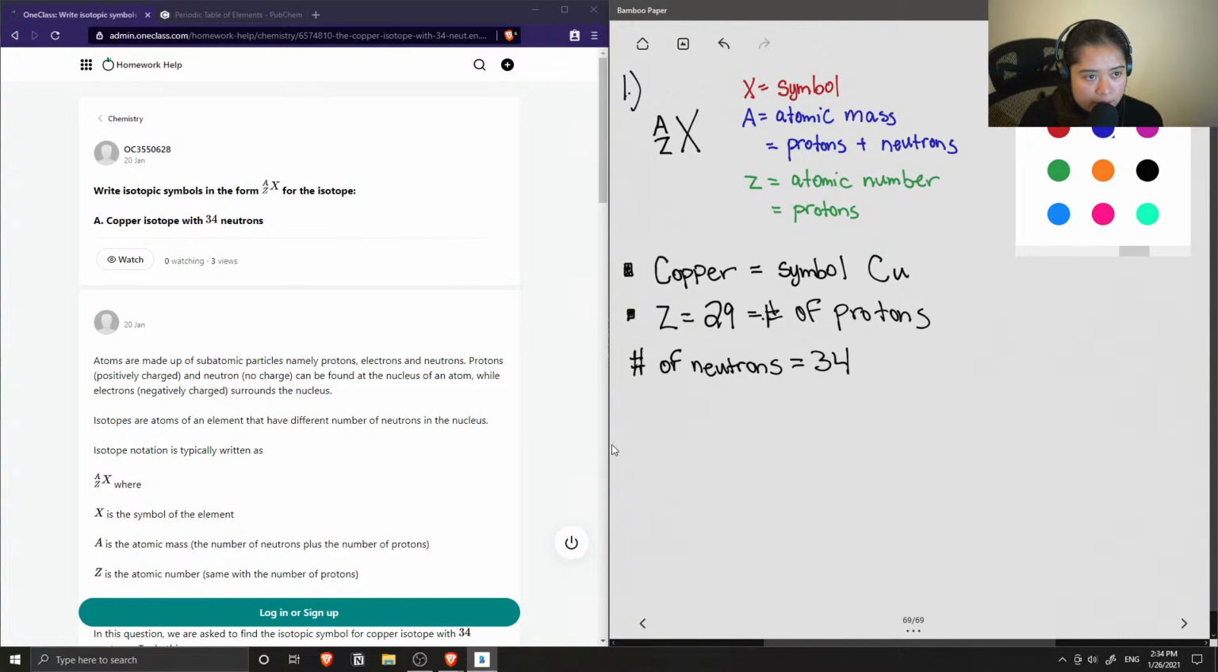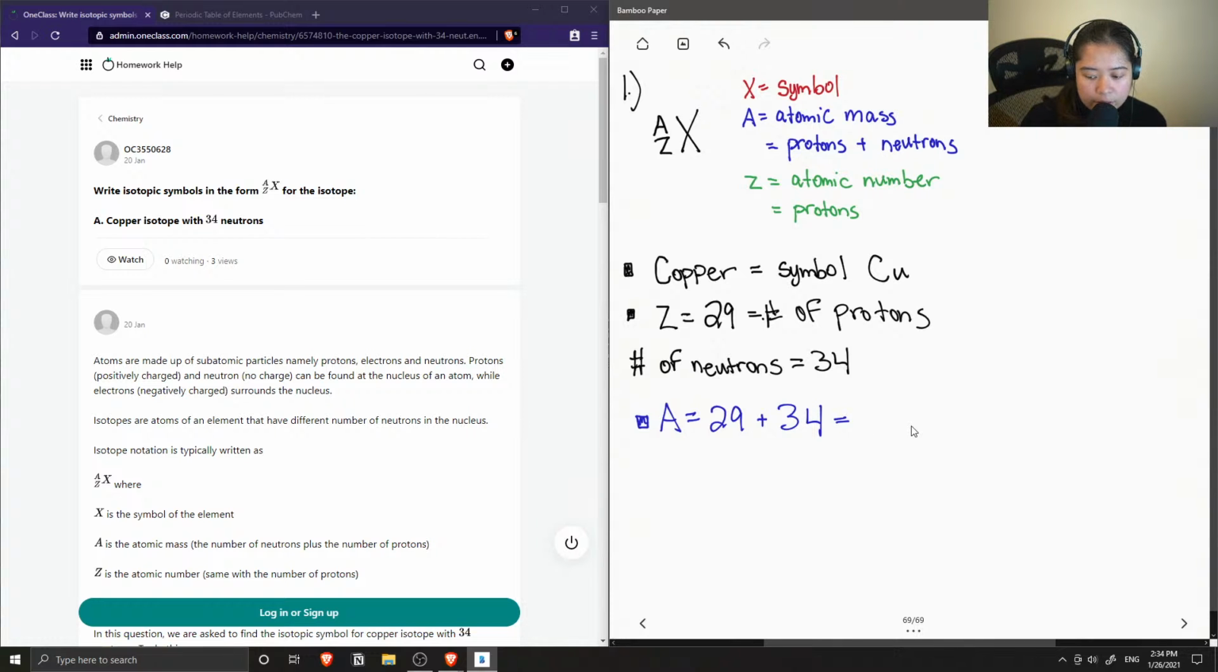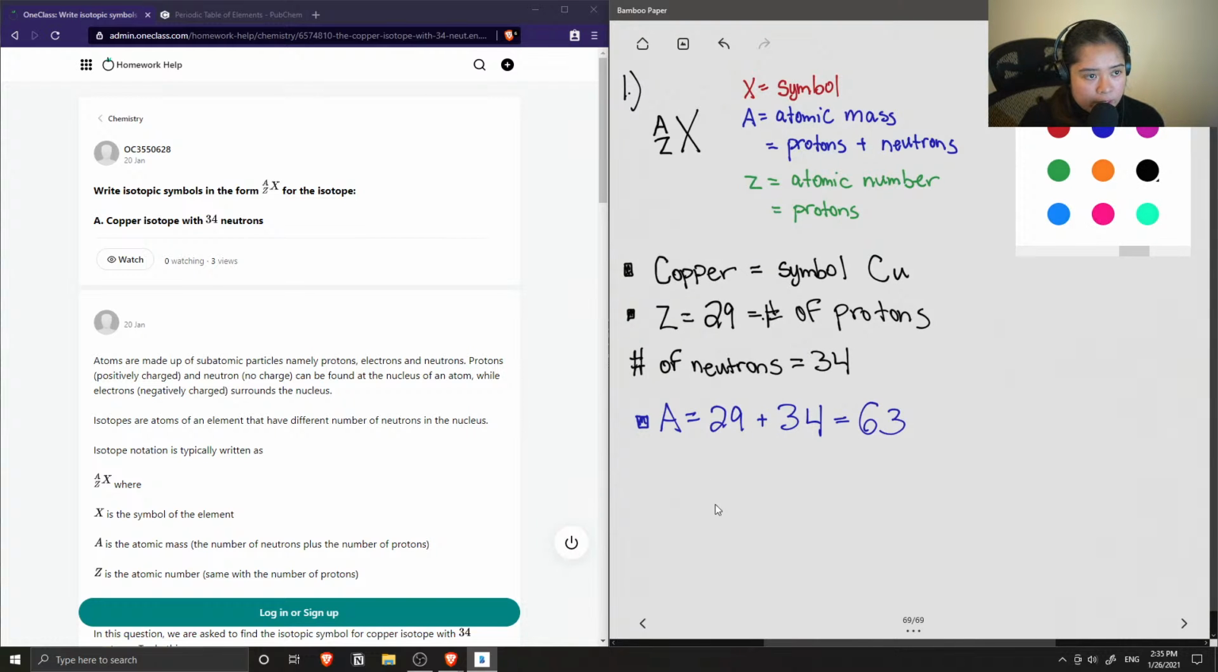So now let's plug these values in our equation for atomic mass. So again, atomic mass is our number of protons, which was 29, plus our number of neutrons, which is 34. So 29 plus 34 is equal to 63. So now we have all of our values for A, Z, and X. So therefore, A was 63, Z is 29, and our symbol is Cu.